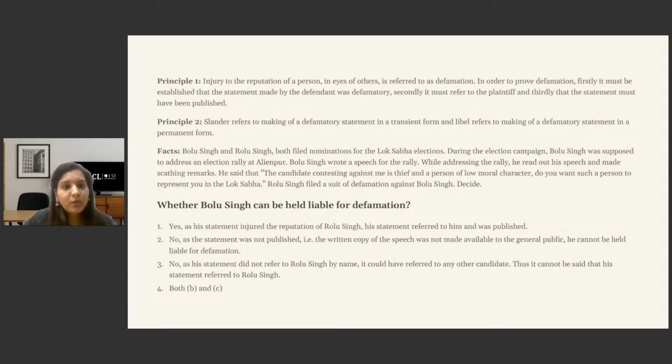So here there are two principles again. One is injury to the reputation, and then they are defining the slander part. So we can skip that part. We already know what defamation is.